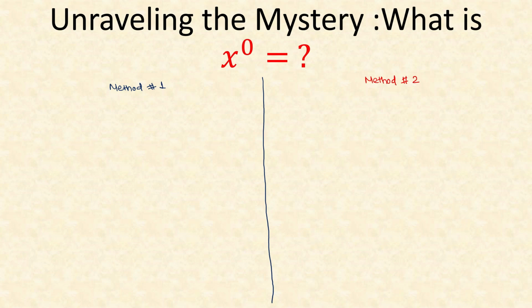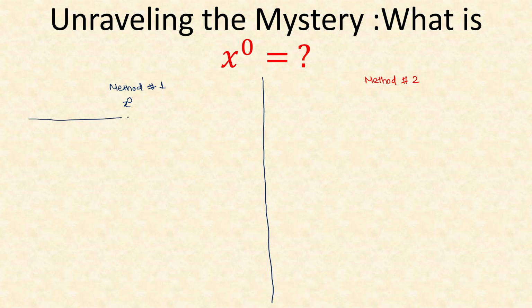Today let us find what x to the power 0 equals. There are several methods available to solve this question. Let us discuss two of the easiest methods among all those methods. So we need to find the value of x to the power 0.